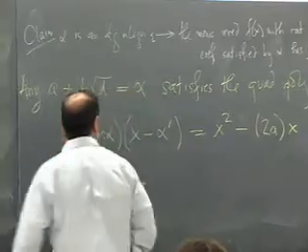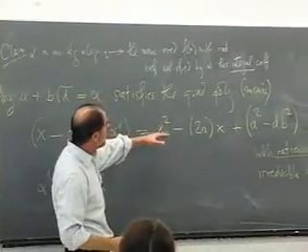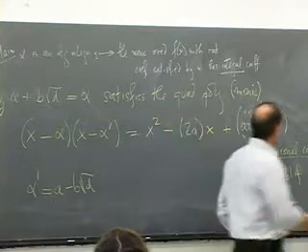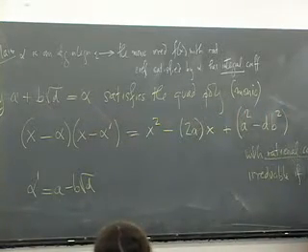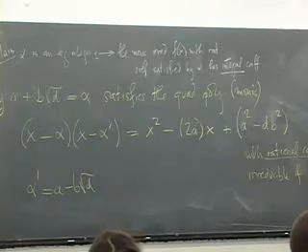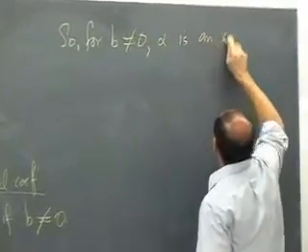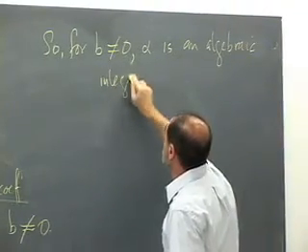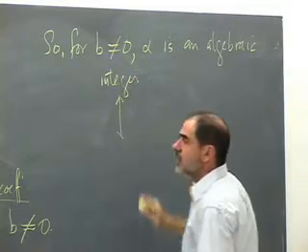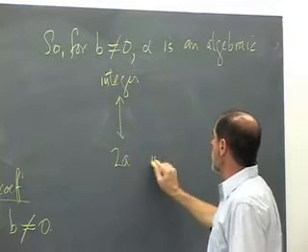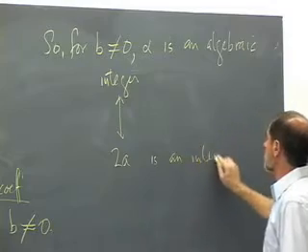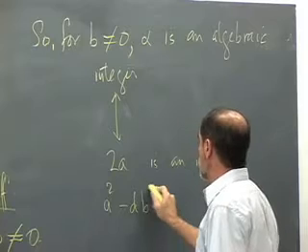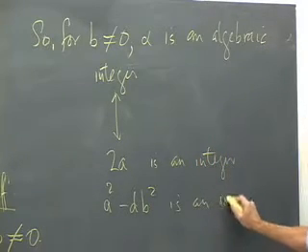So if b is not equal to 0, we see that this number is going to be an algebraic integer only when 2a is an algebraic integer and this is an integer. Sorry. So for b not equal to 0, alpha is an algebraic integer if and only if you have the two conditions: 2a is an integer and a squared minus d b squared is an integer.